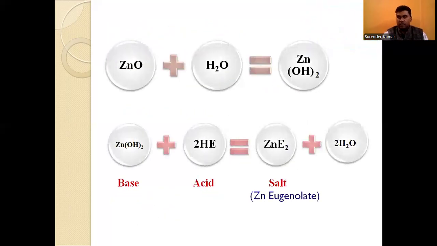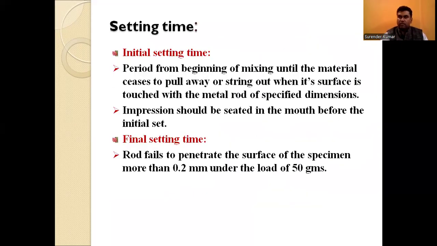As you can see here, in the first line, zinc oxide plus water will give you zinc hydroxide. In the second line, zinc hydroxide plus the acid will give you zinc eugenolate plus water. So this water which is released goes back to the first reaction and initiates it. This reaction keeps on going, so it is autocatalytic.